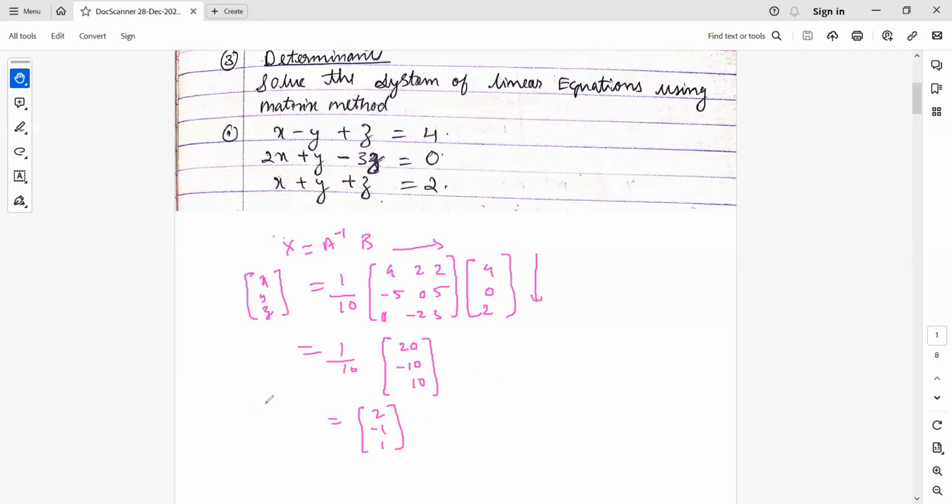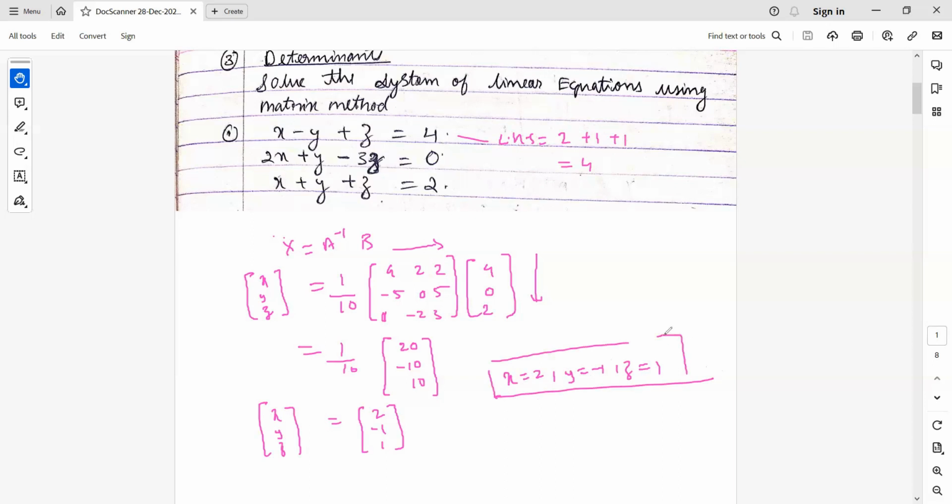On comparing both matrices x, y and z, we will get x equal to 2, y equal to minus 1 and z equal to 1. Also, you can do the verification. You can take any one of the equations and show LHS is equal to RHS. If you substitute these values in the LHS, 2 minus of minus 1 is plus 1, and then again plus 1, so it will be equal to 4. This is how you can verify the answer.